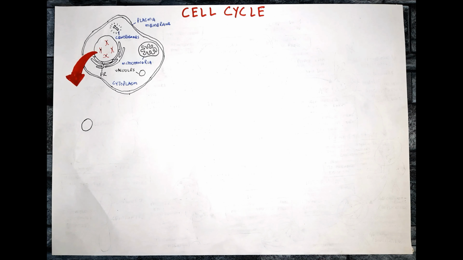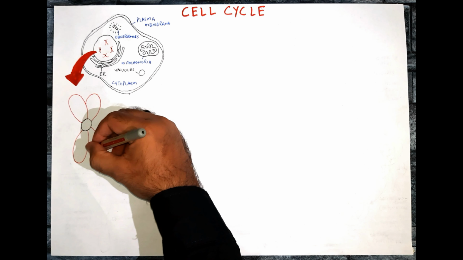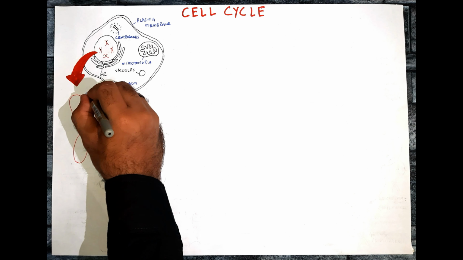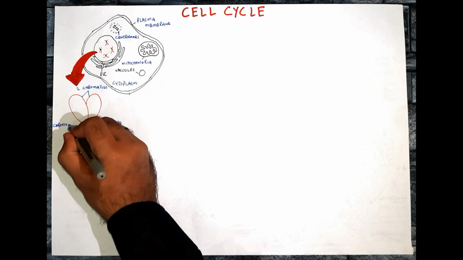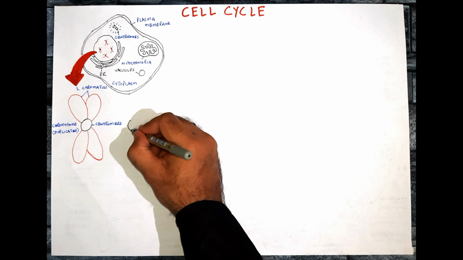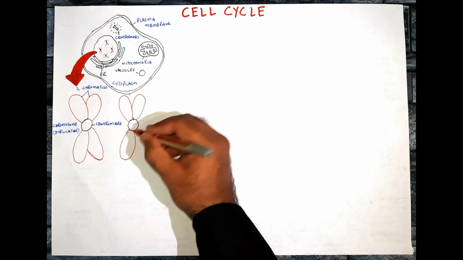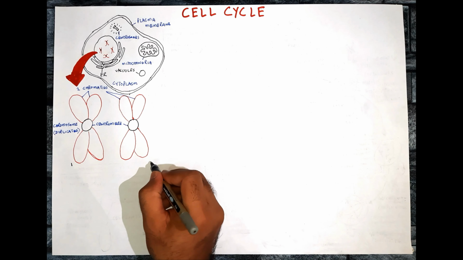Let me just zoom into this chromosome. This here is a chromosome which has one central position called the centromere and two chromatids. Now you can have many chromosomes. This chromosome specifically is a duplicated chromosome, that means it has two chromatids. Likewise, I am drawing another duplicated chromosome which has two chromatids.